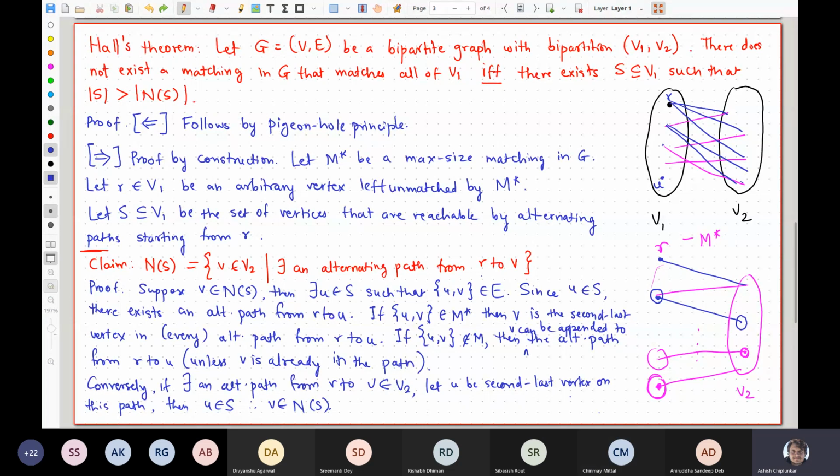Now, this should be M star, if UV does not belong to M star. M star, yeah, that's the only matching we are talking about. So yes, M star, obviously.